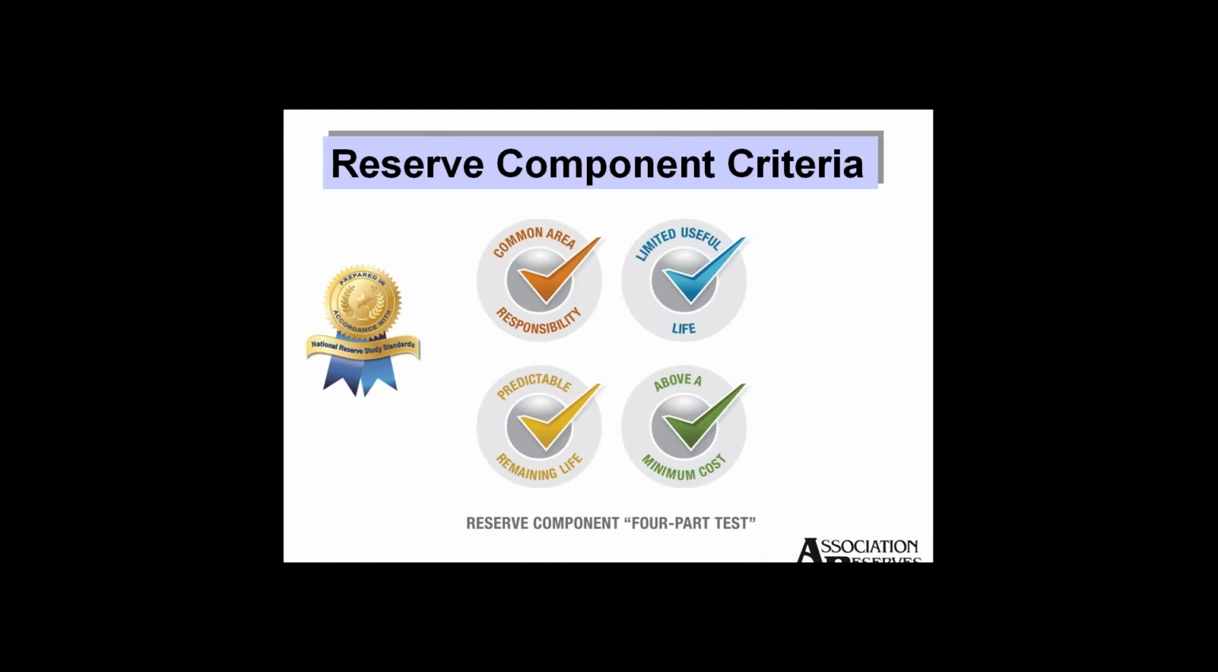I mentioned it in passing, but as a reminder, the reserve component list should be based on the National Reserve Study Standard 4-part test that gives it stability. That 4-part test says that to qualify for funding through reserves, the project needs to be a common area maintenance responsibility. It needs to have a limited useful life, a predictable remaining useful life, and it needs to be above a minimum threshold cost of significance.